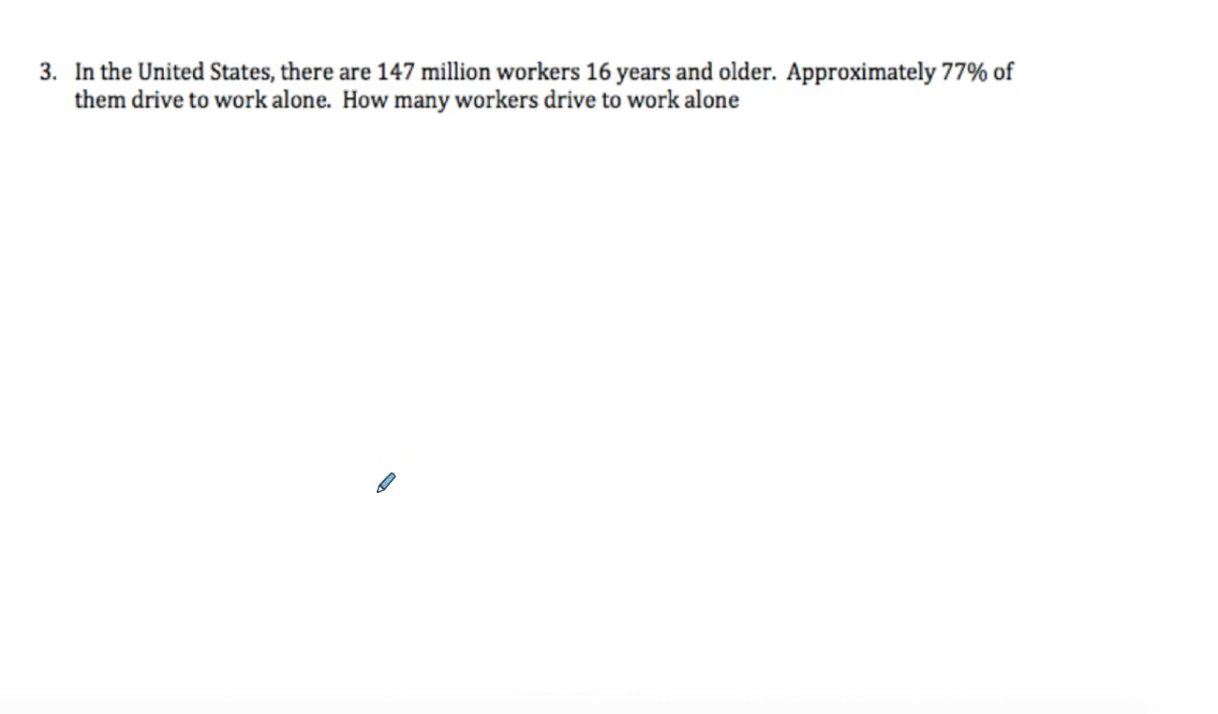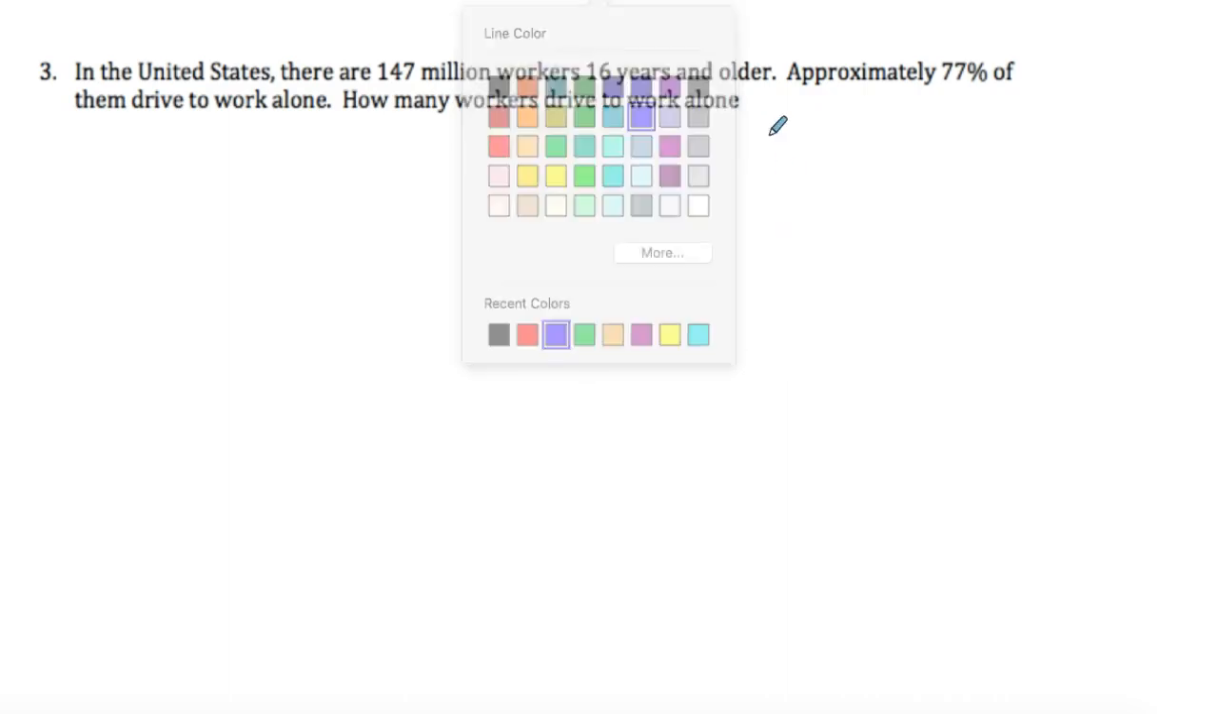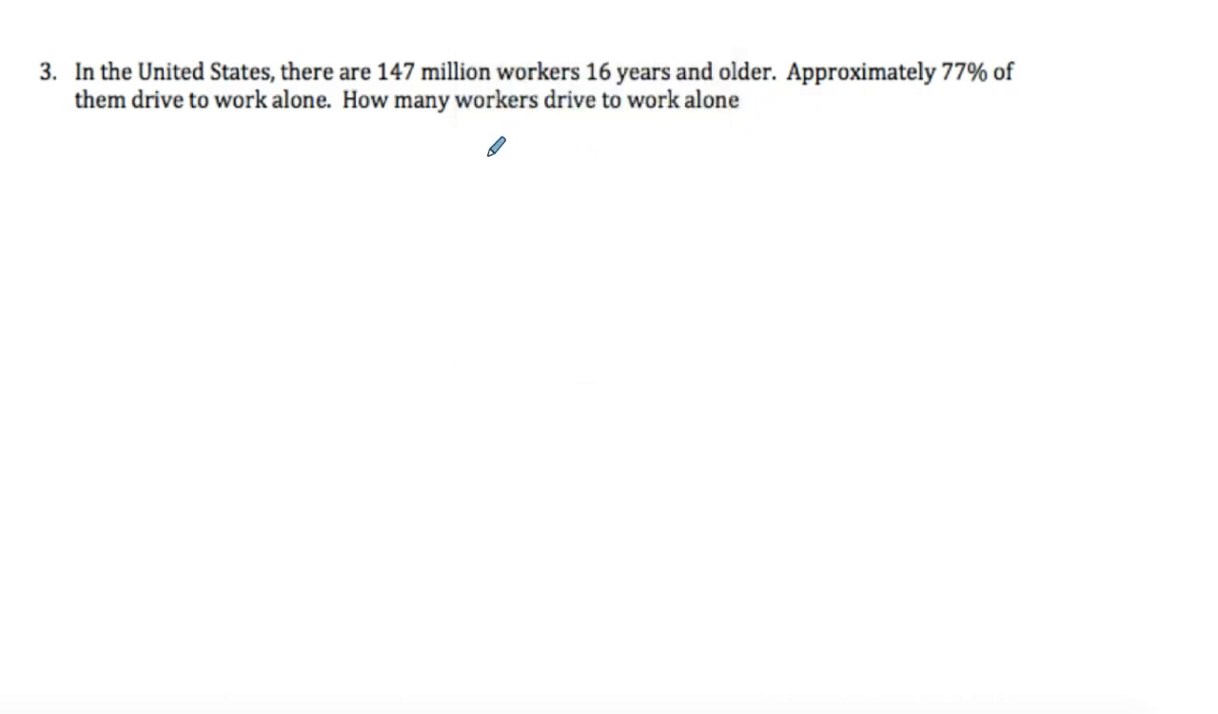Okay, here we go again. So on this one, you can see that there's a typo because it's missing the question mark. That's not good. So let's put that in once we find it. In the United States, there are 147 workers 16 years and older. Approximately 77% of them drive alone. How many workers drive to work alone? Okay, so we want to know how many workers drive alone.